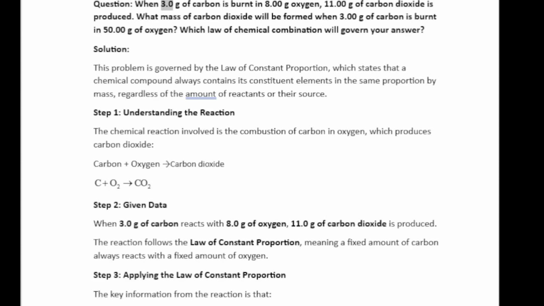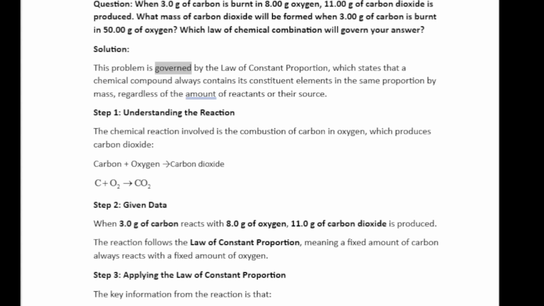Question: when 3.0 g of carbon is burned in 8.00 g oxygen, 11.00 g of carbon dioxide is produced. What mass of carbon dioxide will be formed when 3.00 g of carbon is burned in 50.00 g of oxygen? Which law of chemical combination will govern your answer? Solution.